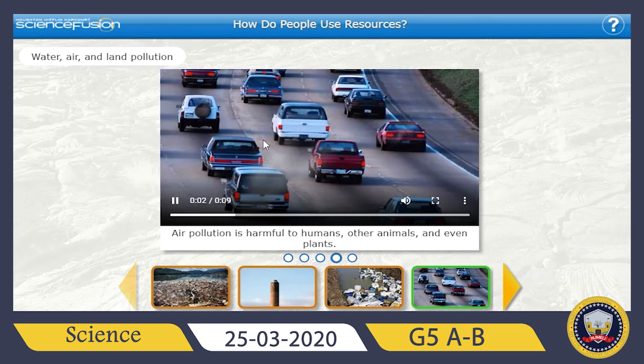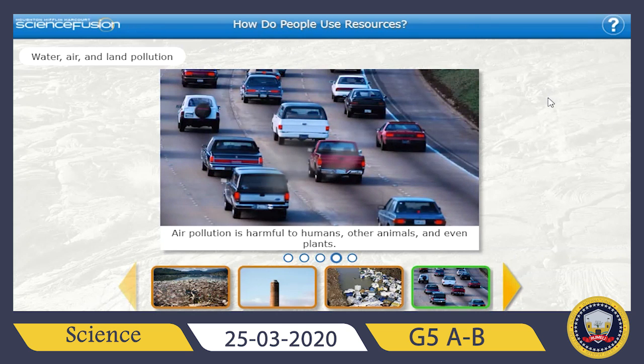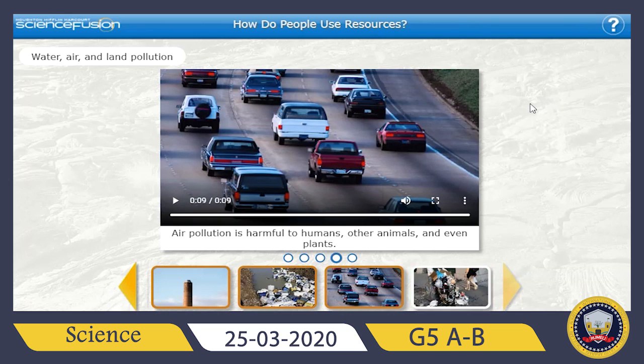The exhaust from these gas burning vehicles can cause respiratory problems for humans and animals. So this is an example of air pollution also. Even plants, like I said before, will be affected by this air pollution.